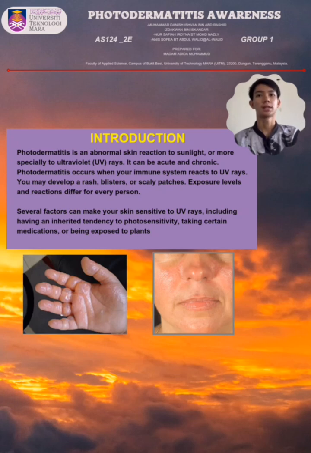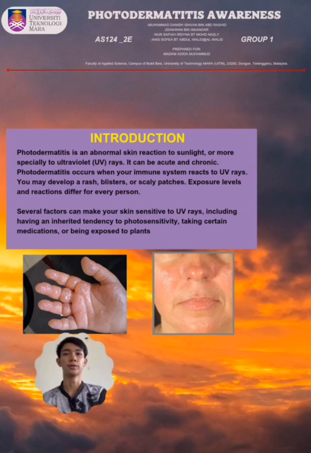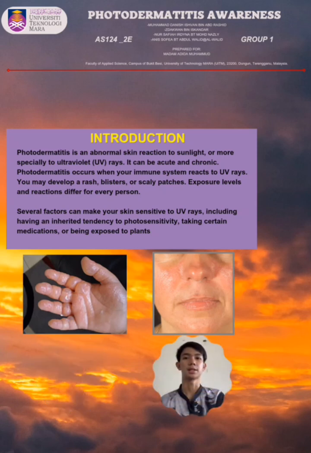Several factors can make your skin sensitive to UV rays, including having an inherited tendency to photosensitivity, taking certain medications, or being exposed to plants. This is a photo, for example, of a patient affected on the hand, appearing as if it were blistered. The picture is an example of a patient whose face looks red.